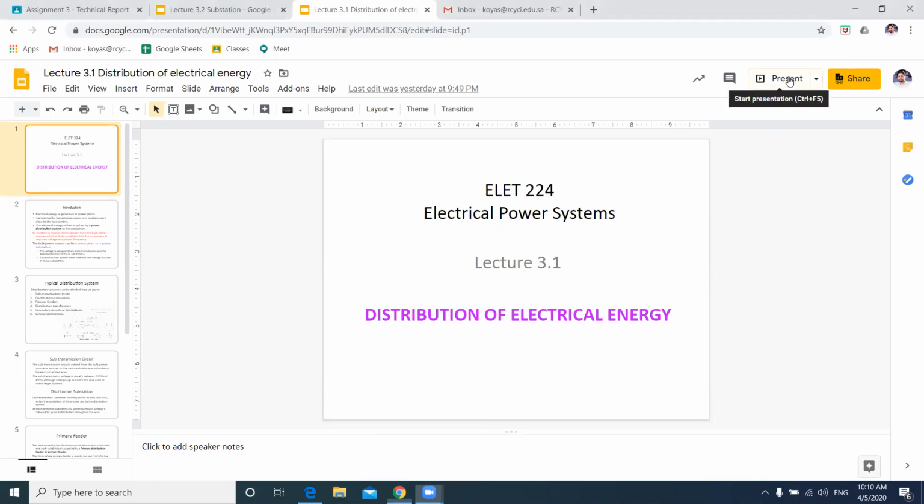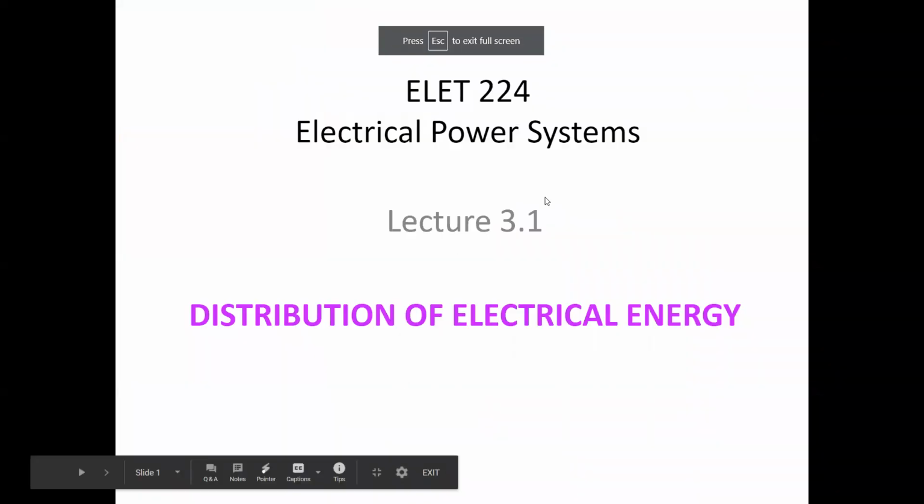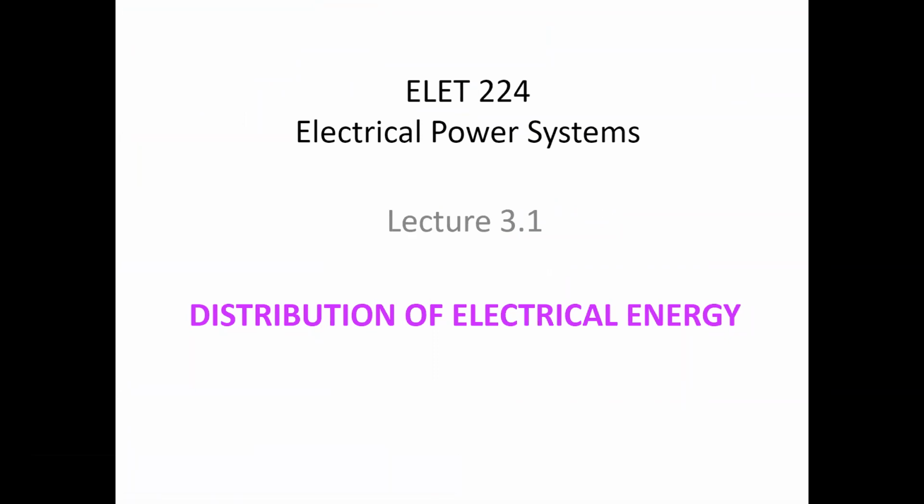Okay, we will start with module number 3. The total power system is divided into 3 sections, like we discussed in the introduction. There is generation, then transmission, then distribution. Now we are going to that third part. We finished generation, finished transmission, and are going to the third important section, that is distribution of electrical energy.